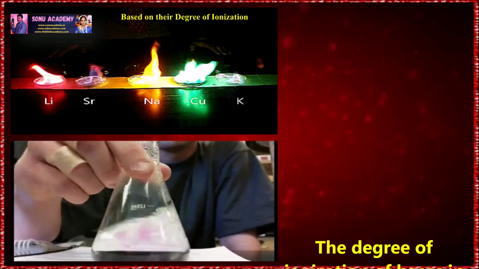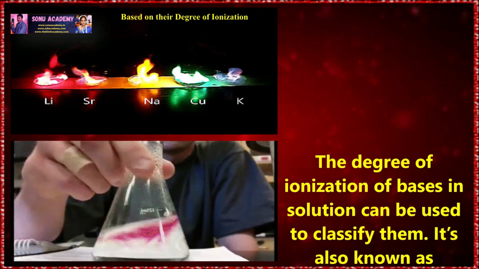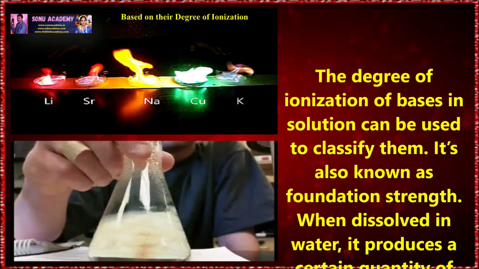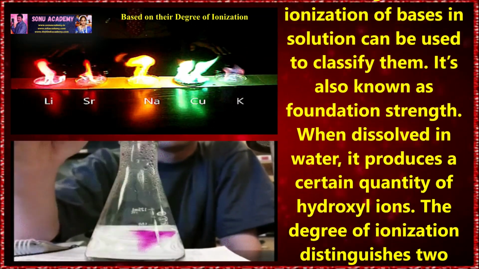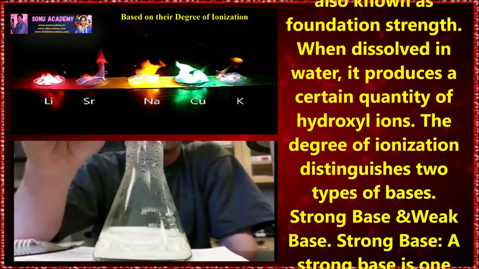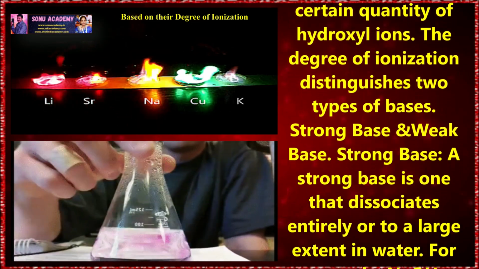Children, let us discuss based on the degrees of ionization. The degree of ionization of bases in a solution can be used to classify them. It's also known as foundation of strength. When dissolved in water, it produces a certain quantity of hydroxyl ions. The degree of ionization distinguishes two types of bases. One is strong base, second one is weak base.